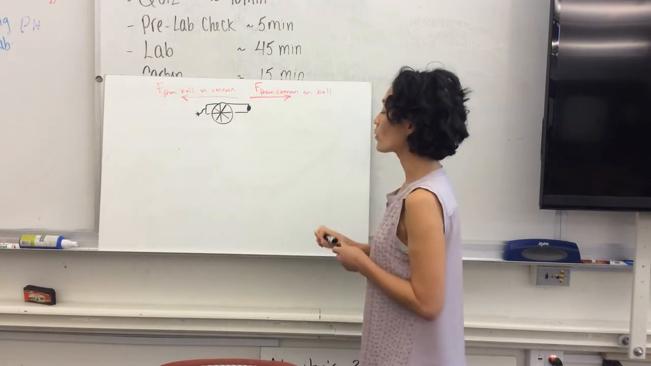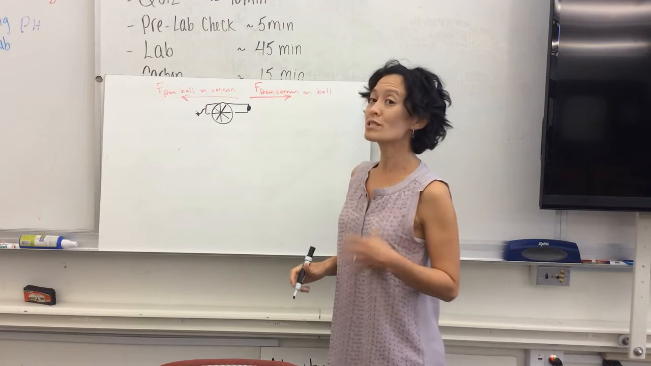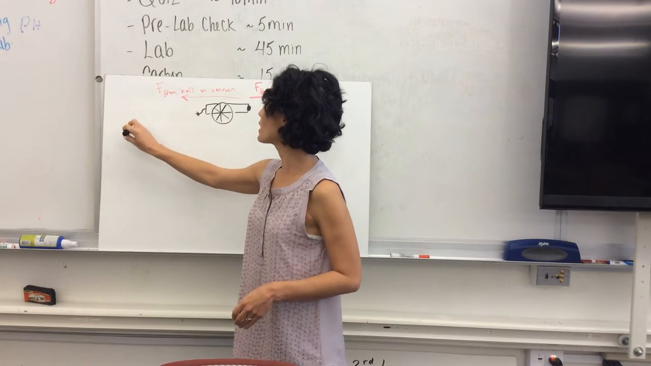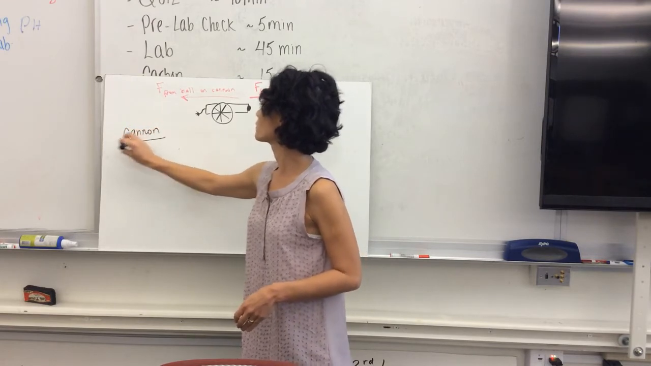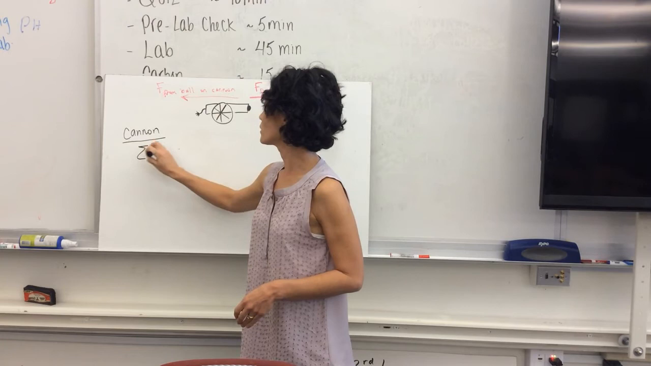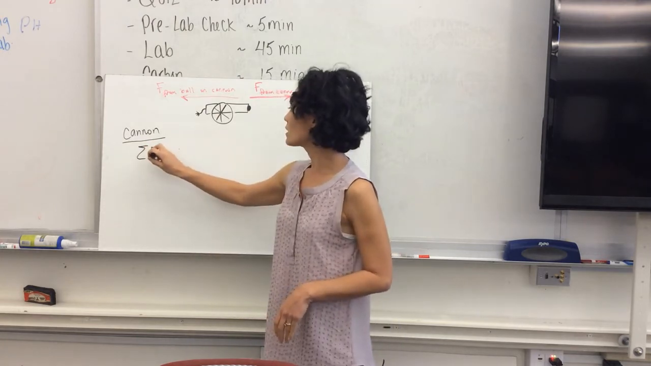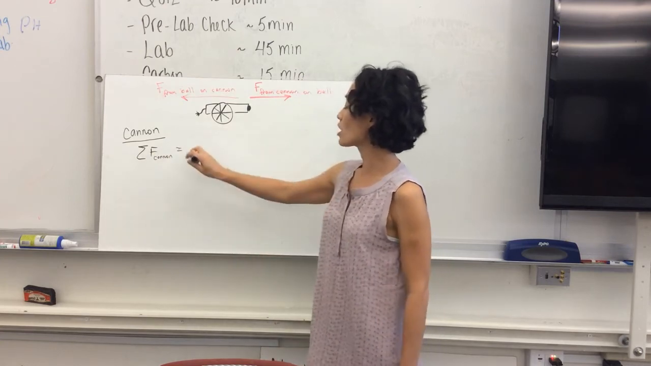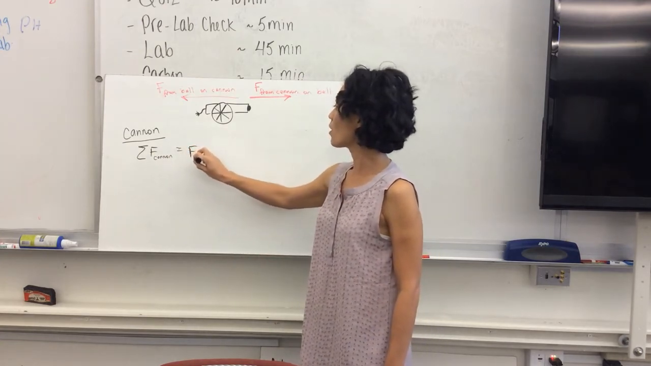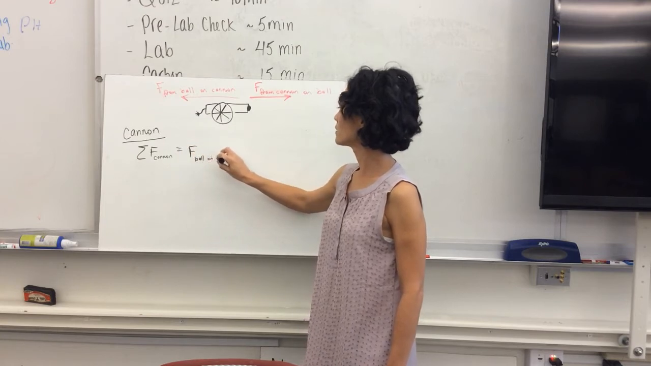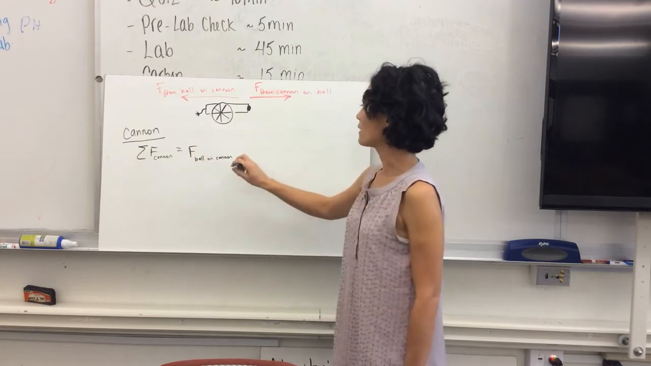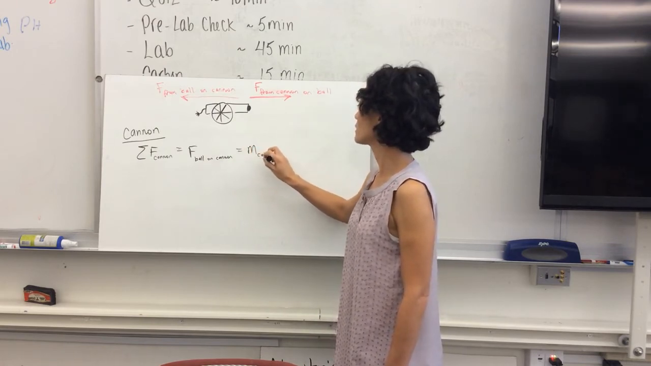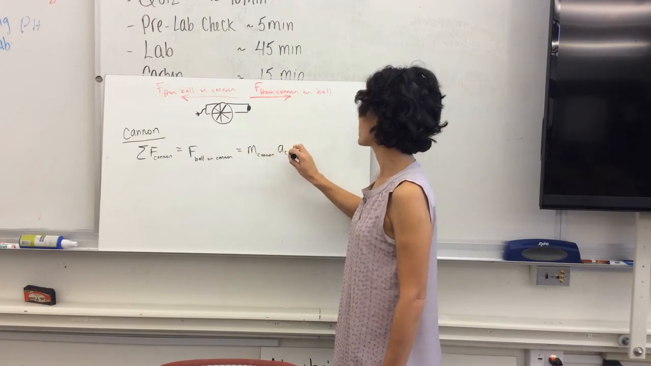Now if we think about how this plays out with Newton's second law, Newton's second law is that net force is equal to mass times acceleration. So if I think about my cannon, these are my forces on the cannon. The only force I have acting on my cannon is the force of the ball on the cannon. And that's it. Horizontally, that's all I have. So that should equal the mass of my cannon times the acceleration of my cannon.